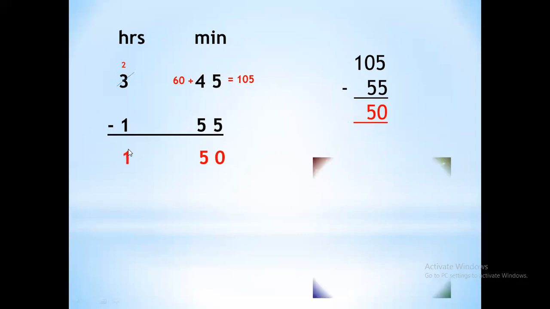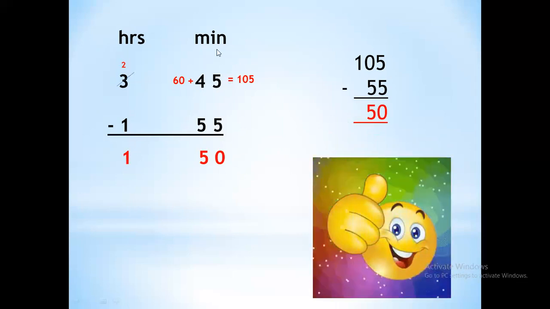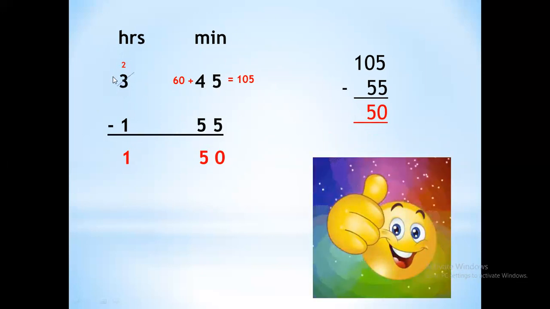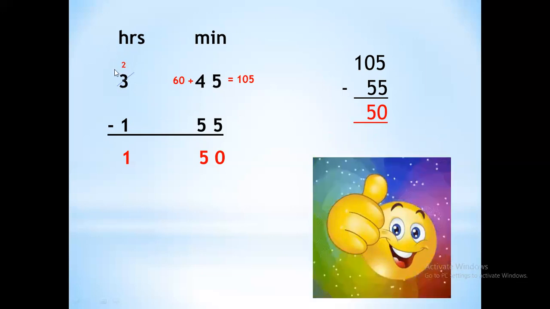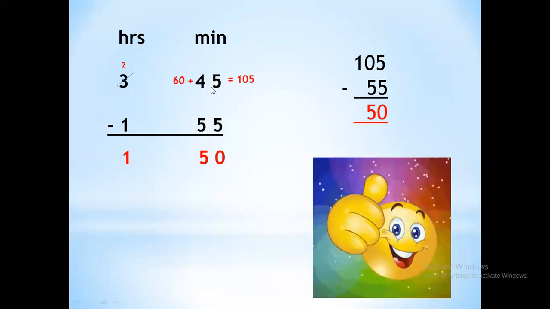Very good. Well done. So please consider this point that whenever you have a smaller amount here, to subtract the bigger amount, you borrow from the hours side. But when you borrow from the hours side, it will become 60 minutes here. And that 60 minutes and the previous number of minutes are added with each other. And then we do the subtraction from the final addition answer.